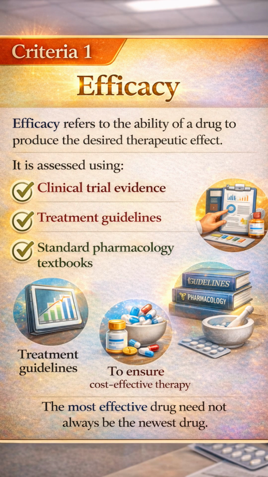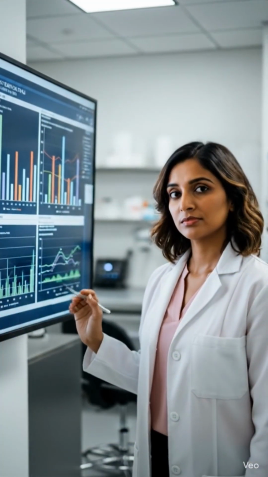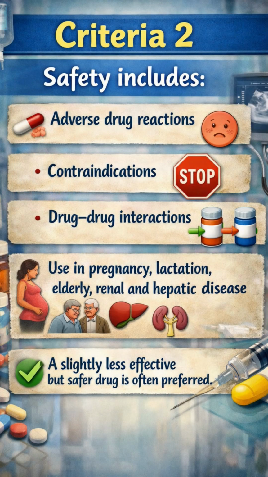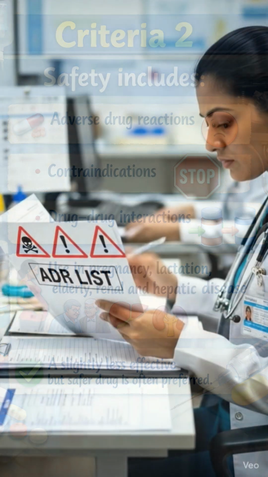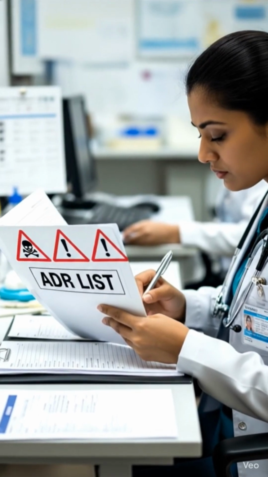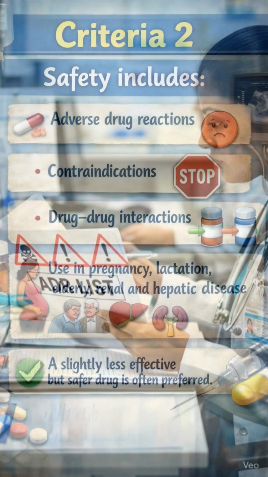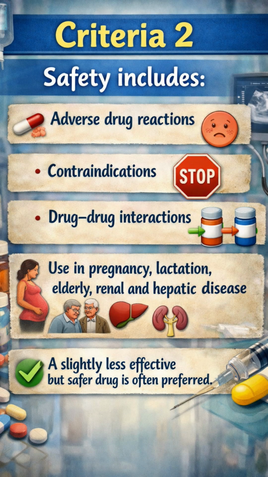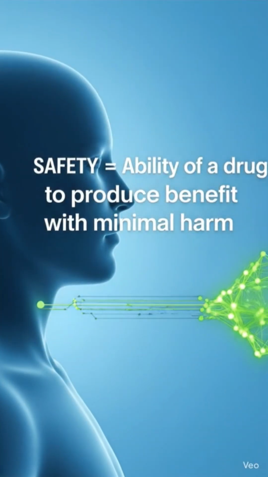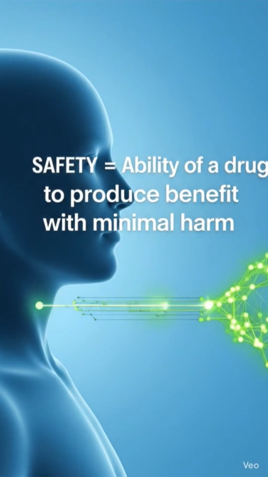The most effective drug need not always be the newest drug. Criteria 2. Safety includes adverse drug reactions, contraindications, drug-drug interactions, use in pregnancy, lactation, elderly, renal and hepatic disease. A slightly less effective but safer drug is often preferred.